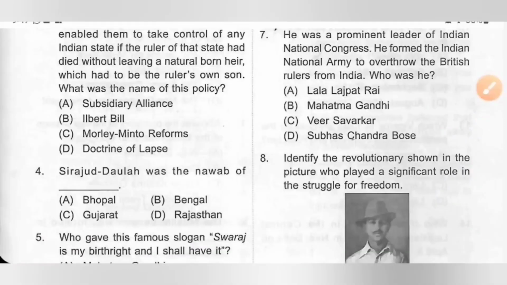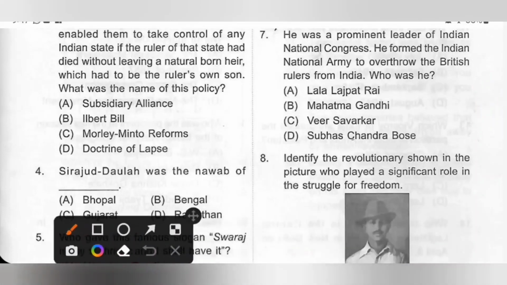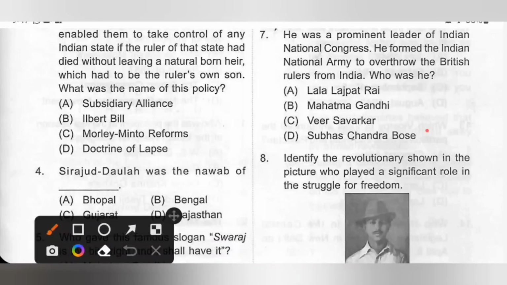Option C. Seventh one. He was a prominent leader of Indian National Congress. He formed the Indian National Army to overthrow the British rulers from India. Who was he? Option A, Lala Lajpat Rai, B, Mahatma Gandhi, C, Veer Savarkar, D, Subhash Chandra Bose. So, Subhash Chandra Bose was a prominent leader of Indian National Congress. He formed Indian National Army to overthrow the British rulers from India. So, option D is the correct answer.